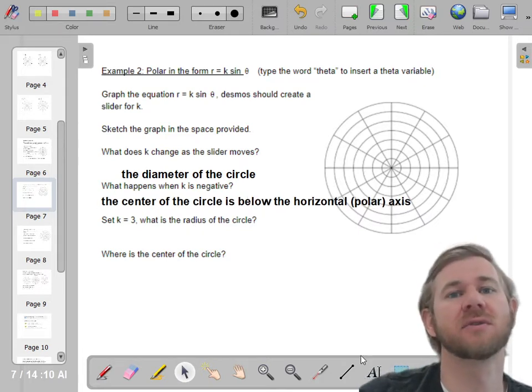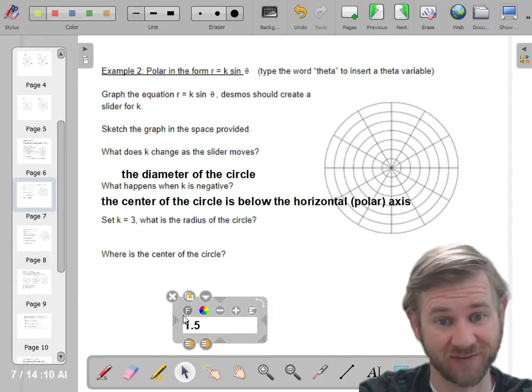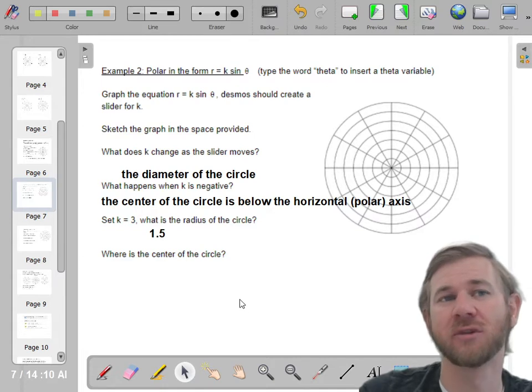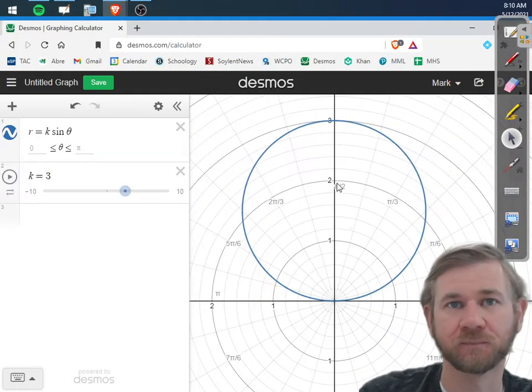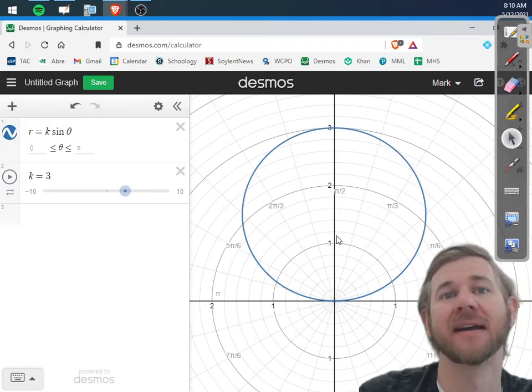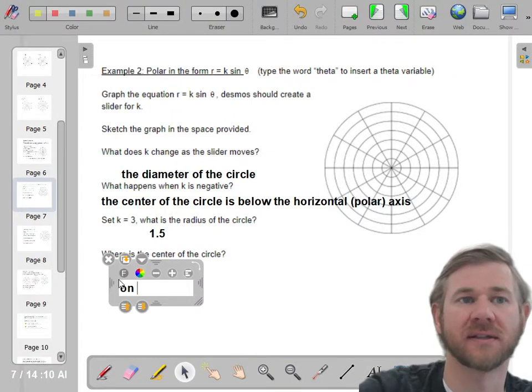If k is 3, what is the radius? If k is 3, the radius of the circle is 1.5 because the diameter is 3. So that's kind of a trick. Be careful. Watch, when you make k 3, the radius is half of that because the diameter is 3. So just be careful. Where's the center of the circle? I'll say it's on the vertical axis.